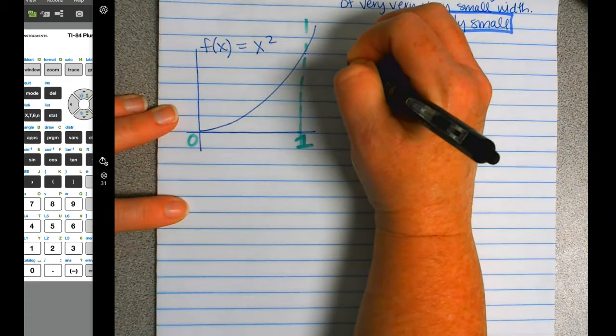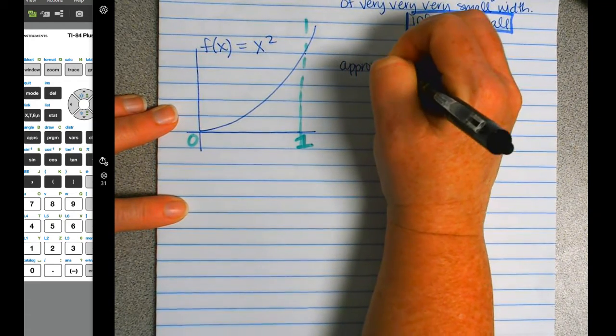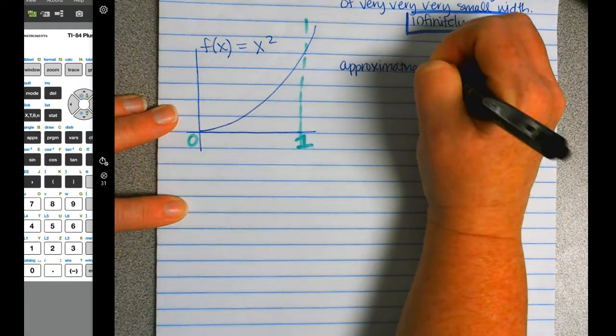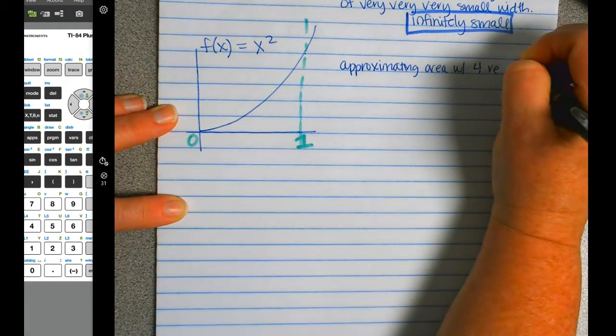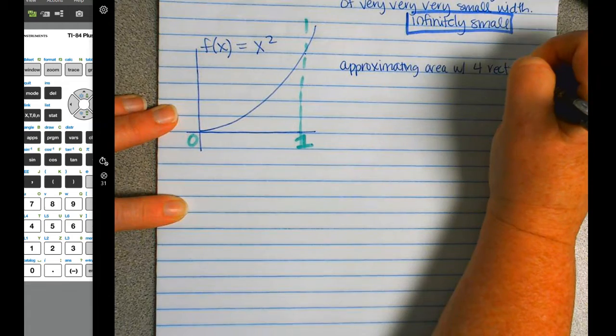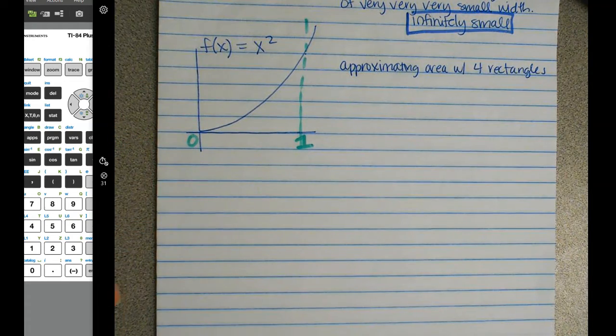We're going to call this approximating area with 4 subdivisions. I'm going to call them rectangles today. And we won't actually really do this until December-ish, depending on how everything goes. Because I try really hard not to move fast.